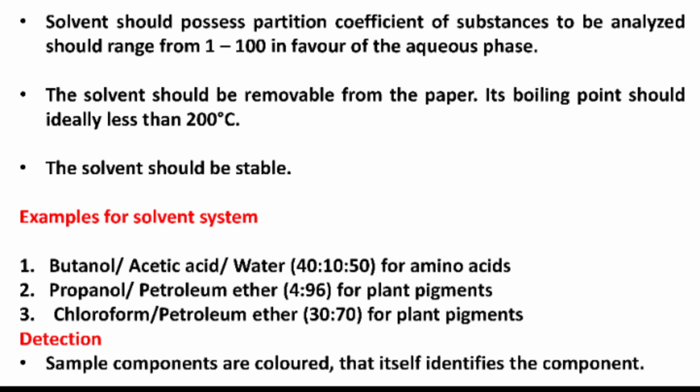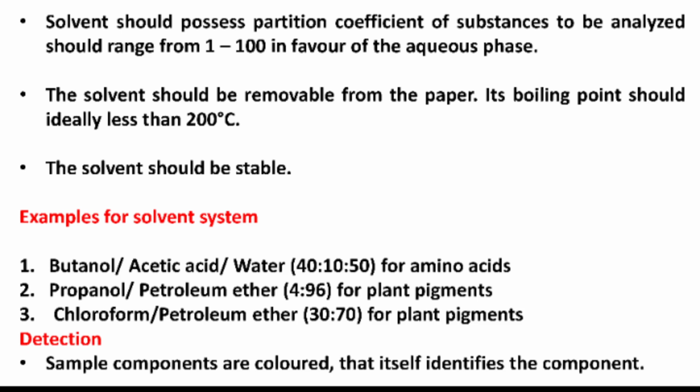Examples for solvent systems: butanol, acetic acid and water in the ratio of 40:10:50 for amino acids. Propanol, petroleum ether 4:96 for plant pigments. Chloroform, petroleum ether 30:70 for plant pigments.